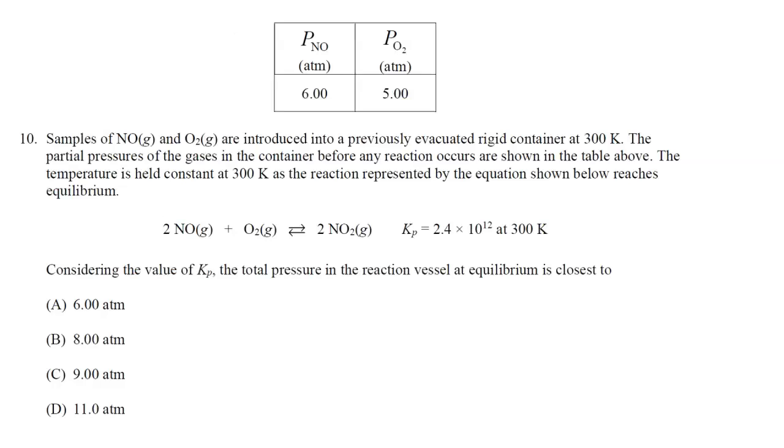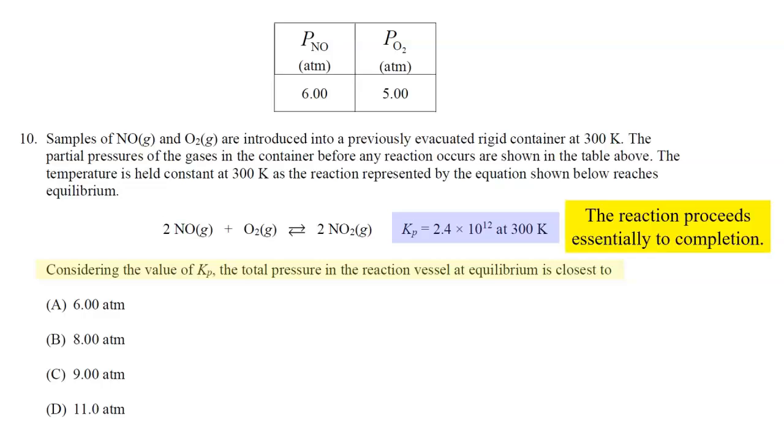In question 10, it says, samples of nitrogen monoxide and oxygen are introduced into a previously evacuated rigid container at 300 Kelvin. The partial pressures of the gases in the container before any reaction occurs are shown in the table above. The temperature is held constant at 300 Kelvin as the reaction represented by the equation shown below reaches equilibrium. Considering the value of Kp, which as you can see is very large, the total pressure in the reaction vessel at equilibrium is closest to, and then we have 4 choices.